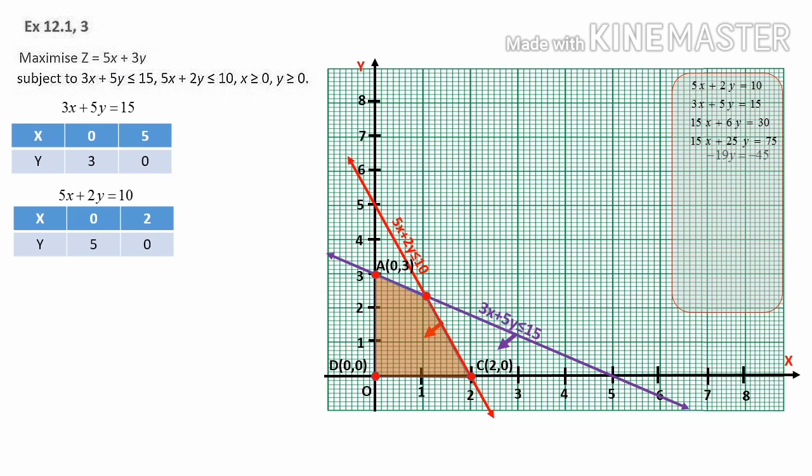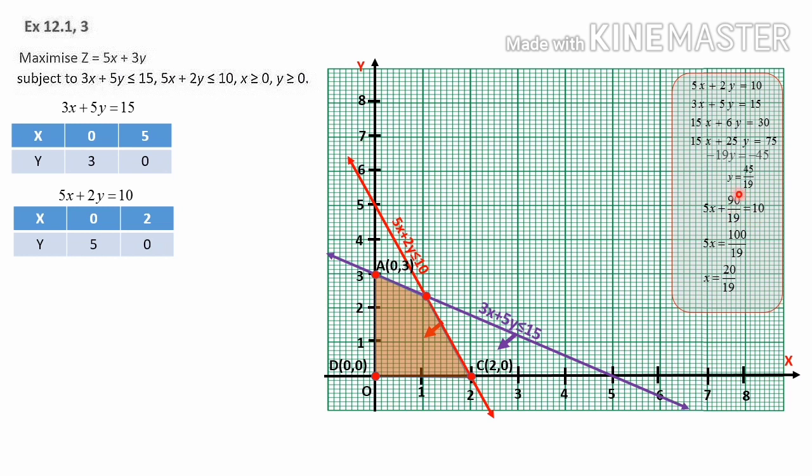When you subtract two equations you will get 6 minus 25, that is minus 19y, and 30 minus 75 is minus 45. So y is equal to 45 by 19 we have got. Substitute this in any one of the equations. So 5x plus 2 into y, that is 2 into 45 by 19, is 90 by 19, equal to 10.